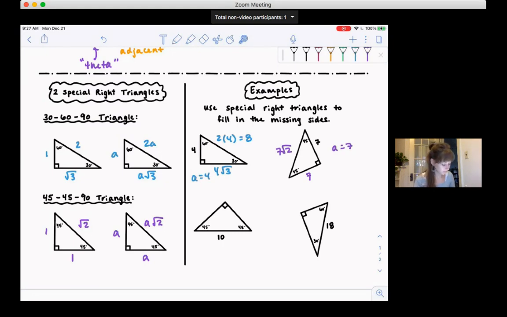Okay, let's try another one. So here's a 45, 45, 90. This time we're given the hypotenuse. Okay, so this is a little trickier. We know in this case that 10 equals a times the square root of 2. We want to know what a is so that we can fill in the legs. Well, to get a by itself, let's just divide by the square root of 2. And I get 10 divided by square root of 2 equals a. So the length of our legs will be 10 over square root 2.